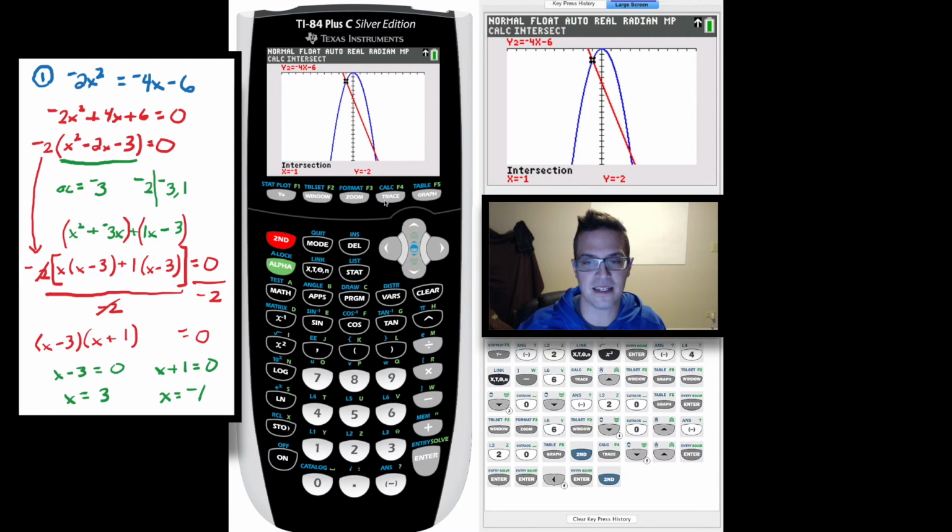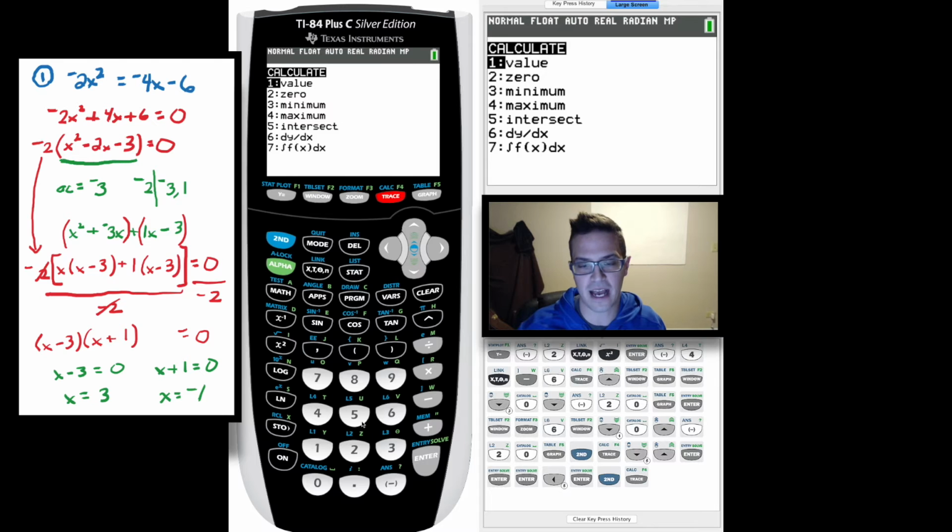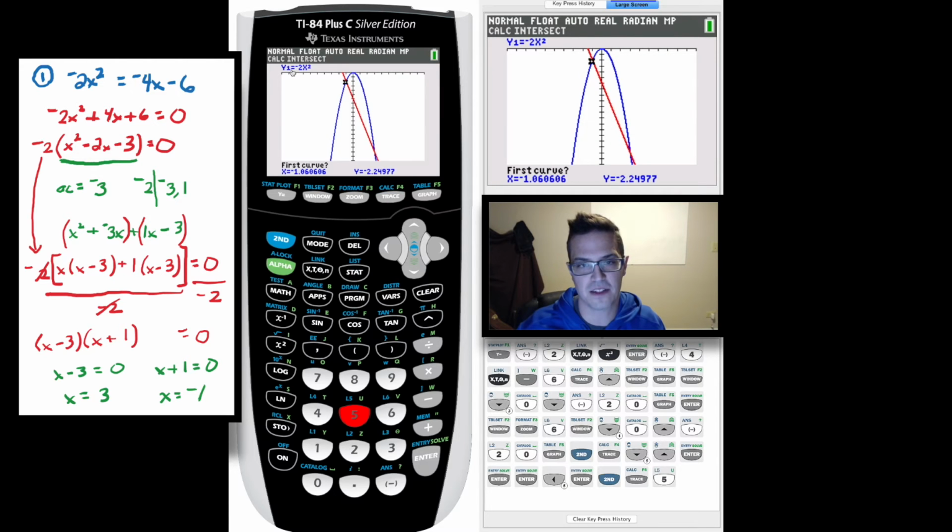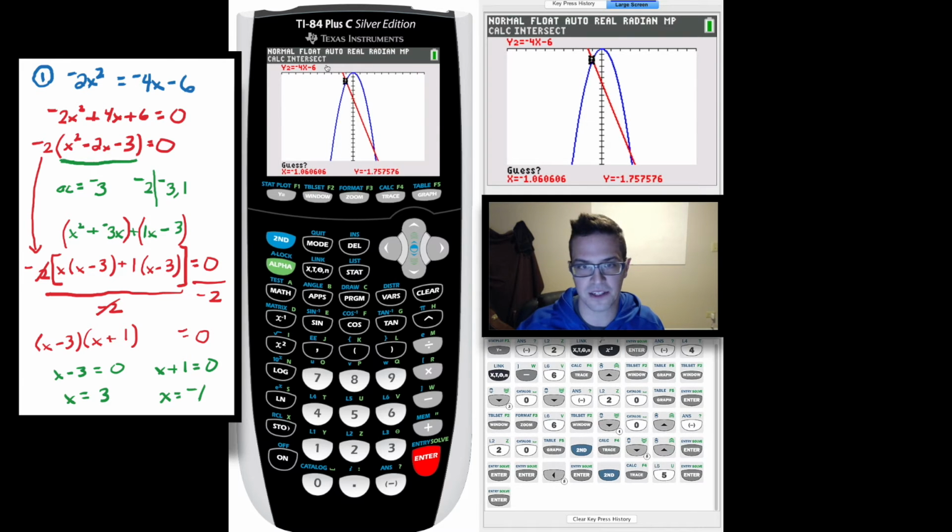So you're going to have to repeat the process: second calc, and then you're going to want to go to intersect. So that's the 5th choice. So hit number 5. And then it says first curve, make sure it's the y1. Then it says second curve, make sure it's the y2. Hit enter. And then it says guess.